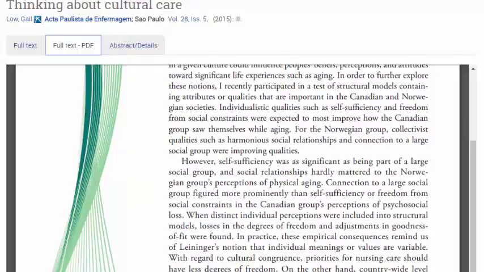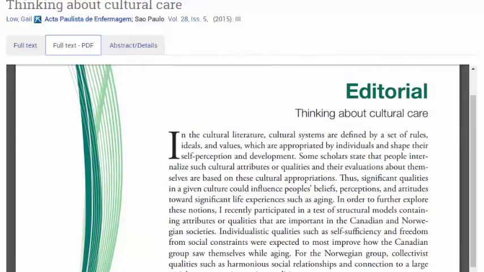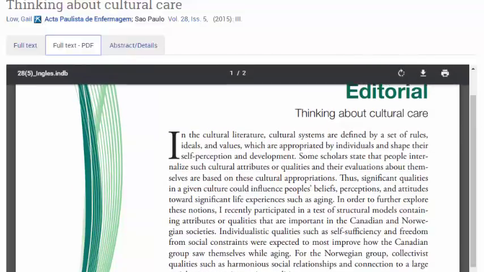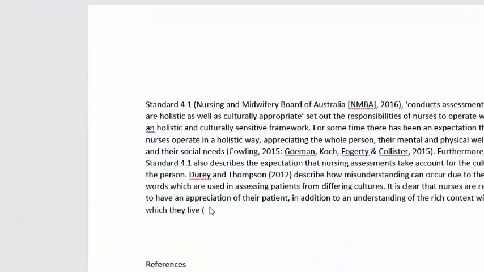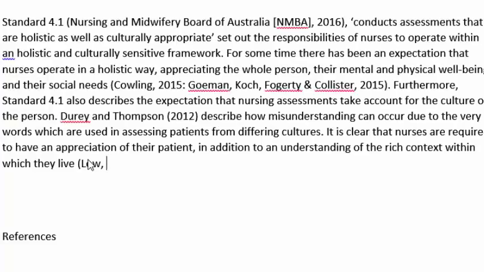And this bit here that Gail's written, about the benefits of understanding the full context of your patient. So I'm quite happy that this person's at least hinted on that idea. So I'm going to put in Lowe (2015) because they agree with the essence of what I'm saying, that it's all good. So that makes up the first paragraph.